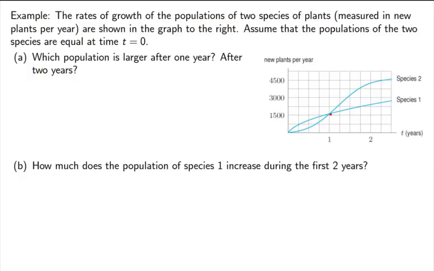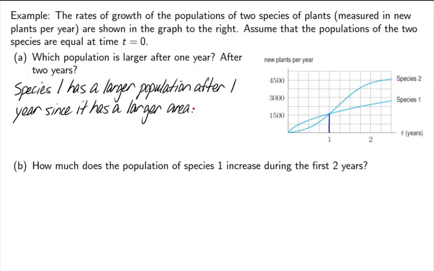However, what we want to know is which population is larger. So we look at the rates here. And what you'll see is that you've got this region above the axis for species 1. And the area for species 1 is larger than the area for species 2. What that means is that the total change in plants for species 1 was higher than the total change in plants for species 2. Species 1 has a larger population after 1 year since it has a larger area.